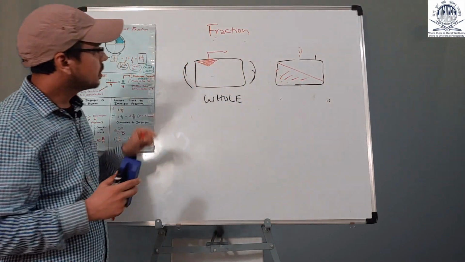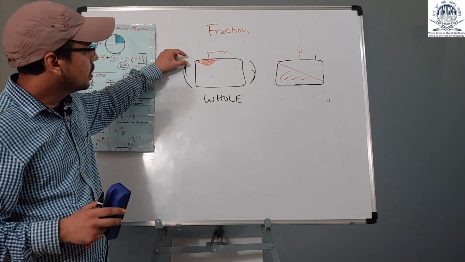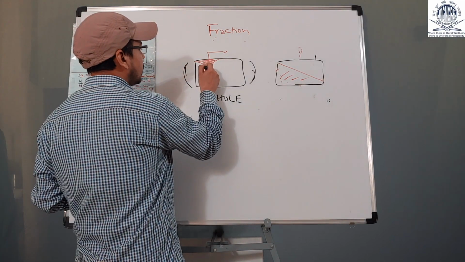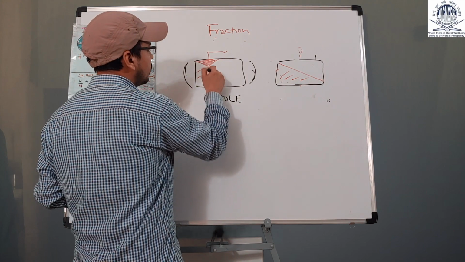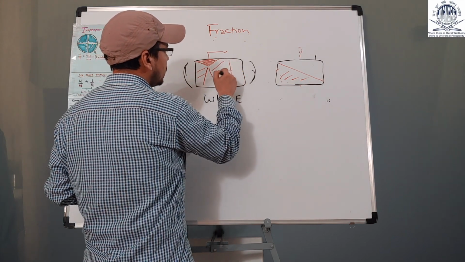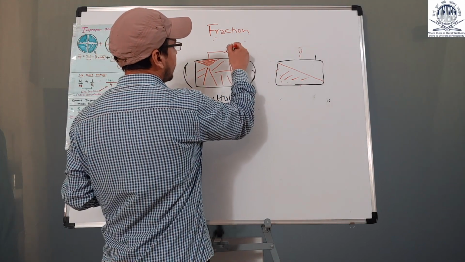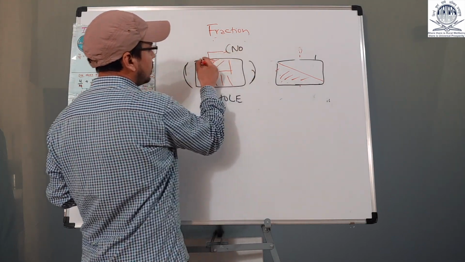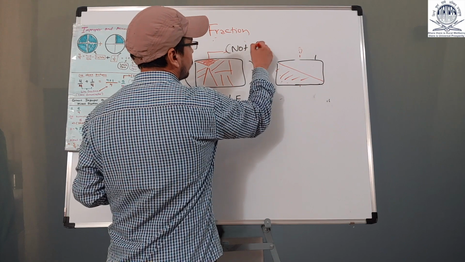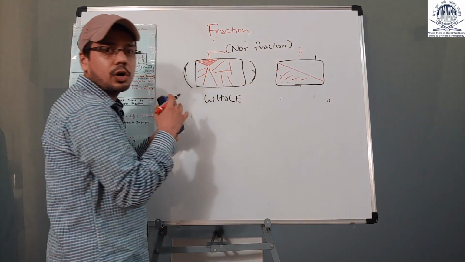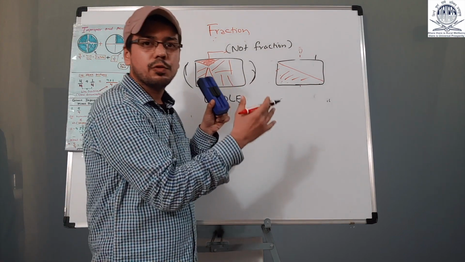So in fraction, the thing to consider is that when you're taking part of something, it should be equally divided. And if you feel it is not equally divided, then we want to specify and mention that the shaded portion is not a fraction. And why is it not a fraction? Because probably it's not divided in an equal fashion.